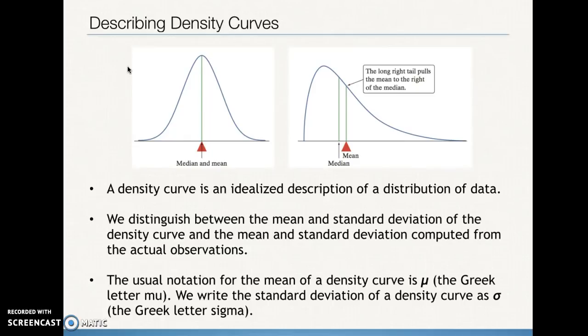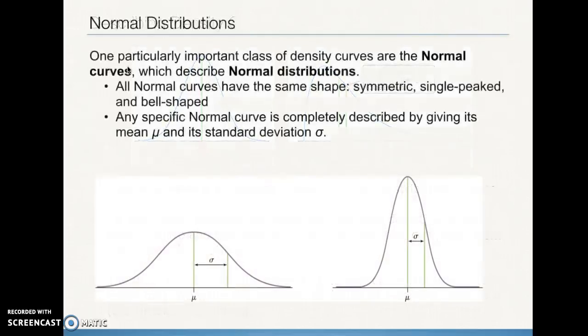So we know that the data is not going to exactly follow the curve, but it's so close that it really ends up being a very useful model for us to use. In terms of notation, remember that the mean, if we're looking at the population, is going to be the Greek letter mu, and the standard deviation is going to be the Greek letter sigma, which is what we'll be using for the density curves.